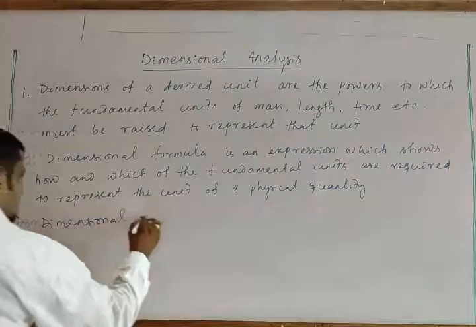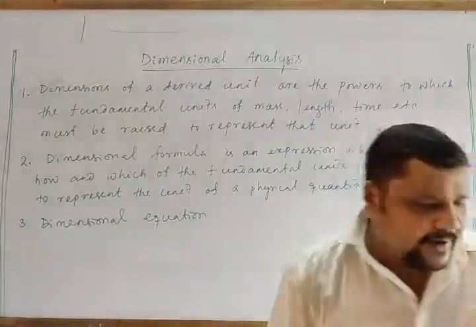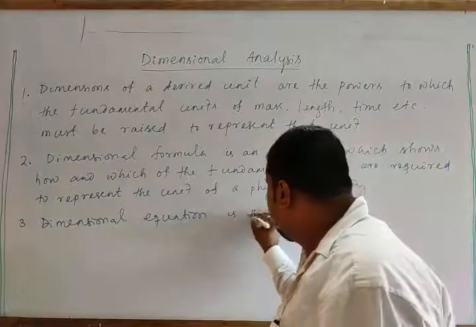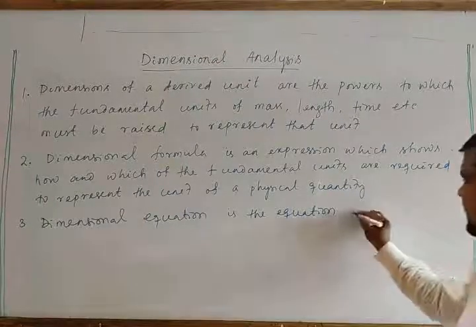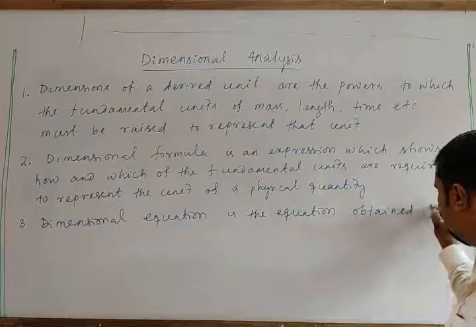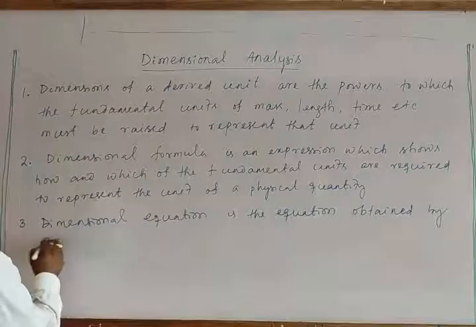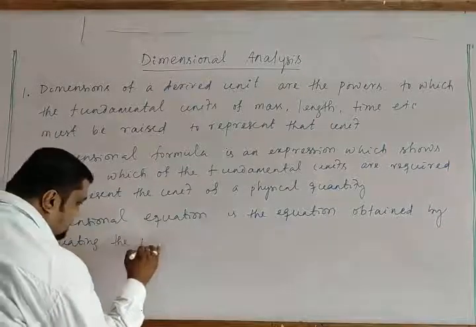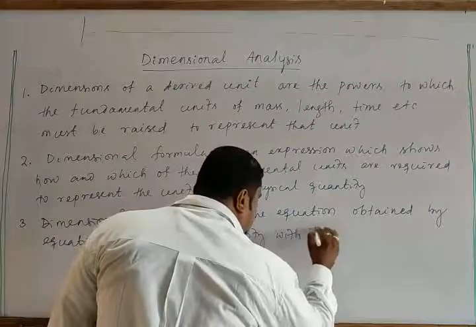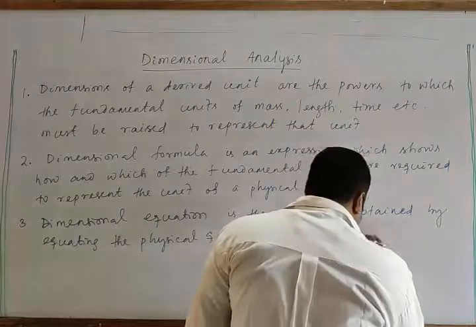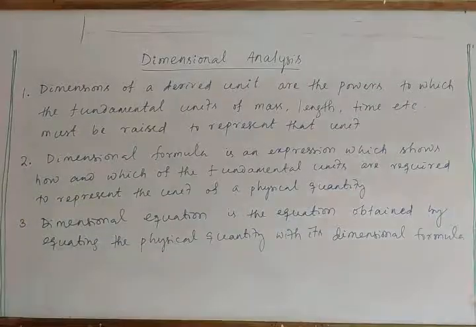Dimensional equation means it must be equating. Equation means it should have an equal sign, equating. So dimensional equation is the equation obtained by equating the physical quantity with its dimensional formula. With its dimensional formula. Got it? With its dimensional formula.